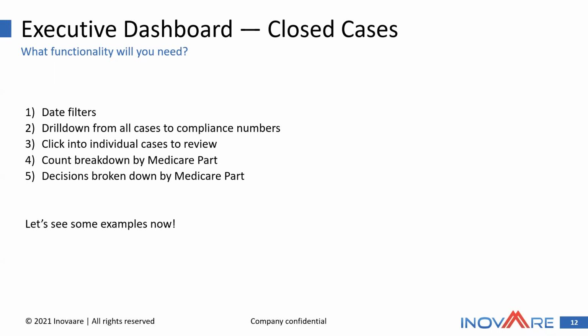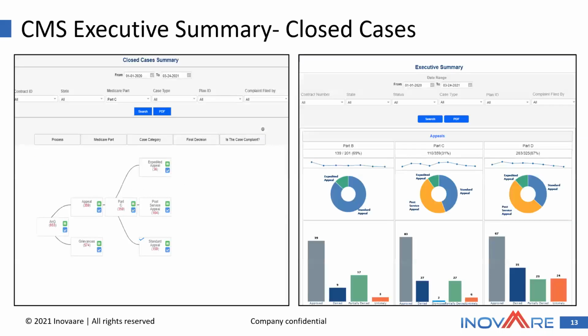So again, they're going to want some date filters for that. They're going to want to have that drill down ability to get down to those compliance numbers. That's ultra critical for them. They're going to want to see individual cases to review it from time to time. Probably not as much as an operational leader, but we need to give them that ability. They're also going to want to see a count breakdown by the Medicare part, and then also how the decisions are broken out by Medicare part. So we want to show all that. So Gabe, if we can show that next slide, it'll give some examples of that. Sure.